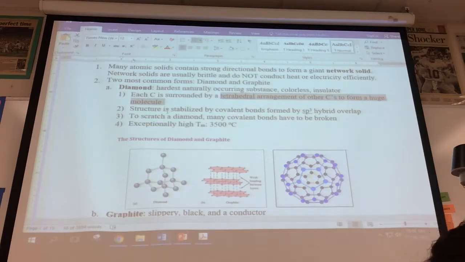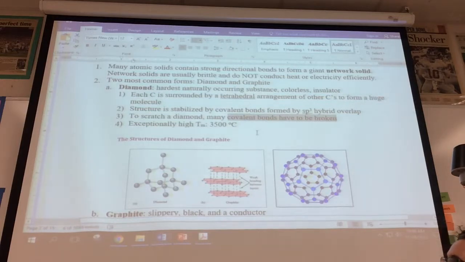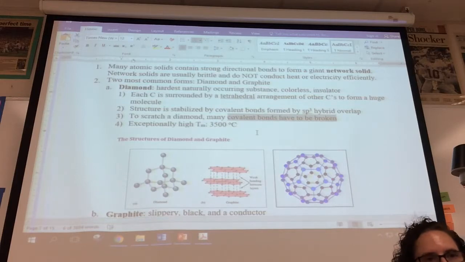All right. So to scratch a diamond, you have to break a lot of covalent bonds. Diamonds have a ridiculously high melting point, and you'll see that with your network covalent solids. They will have the highest melting points of all.